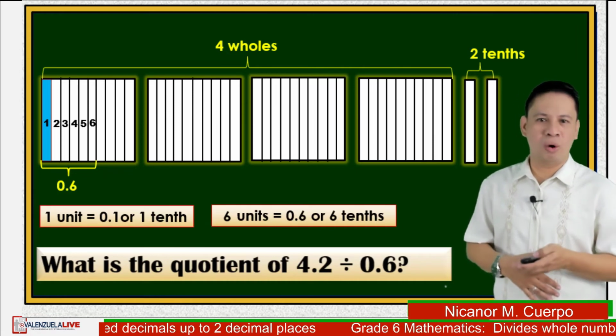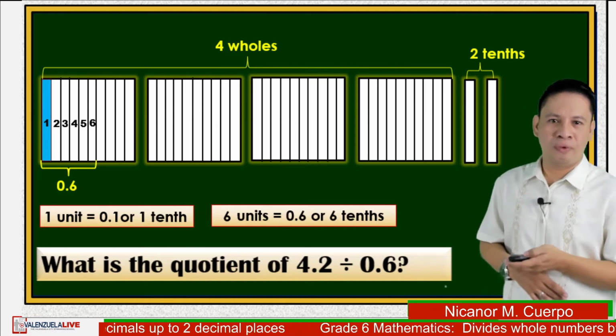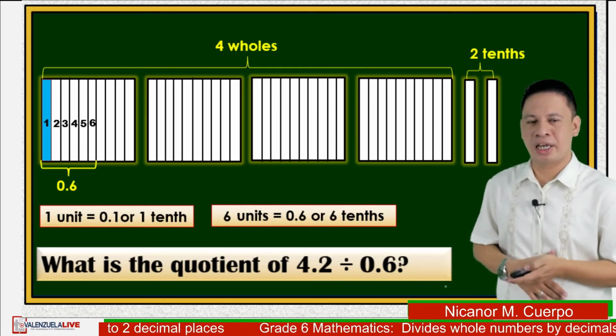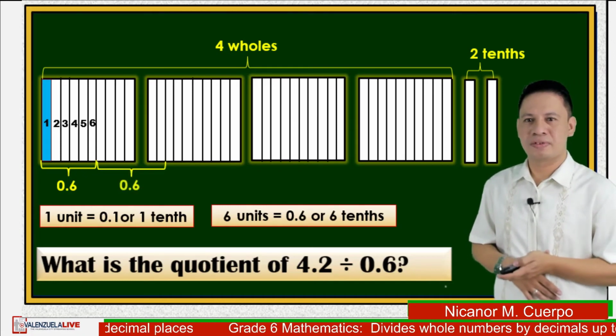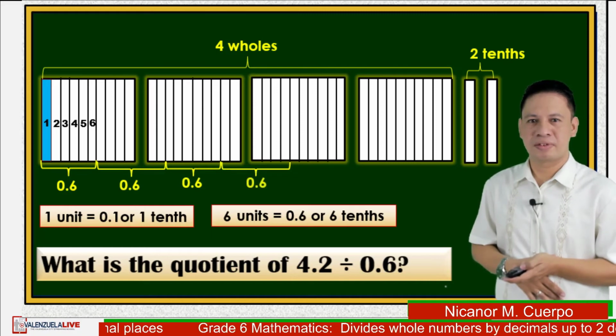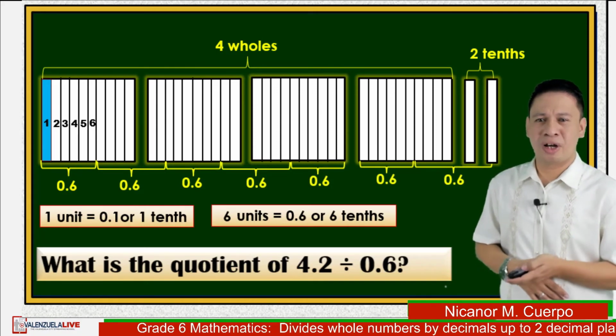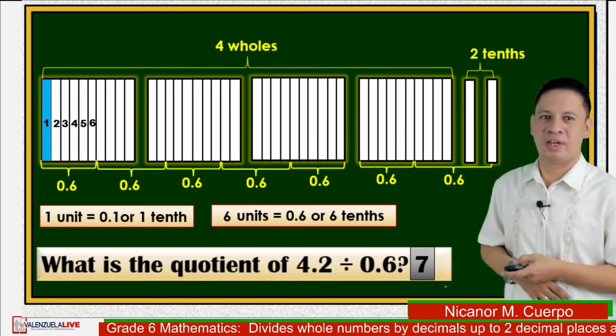Now, what is the quotient of 4 and 2/10 divided by 6/10? So how many 6/10 are there? Okay, so the correct answer is 7.